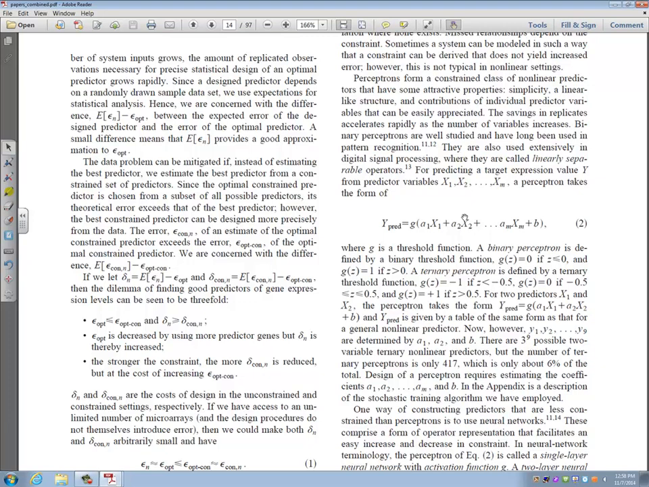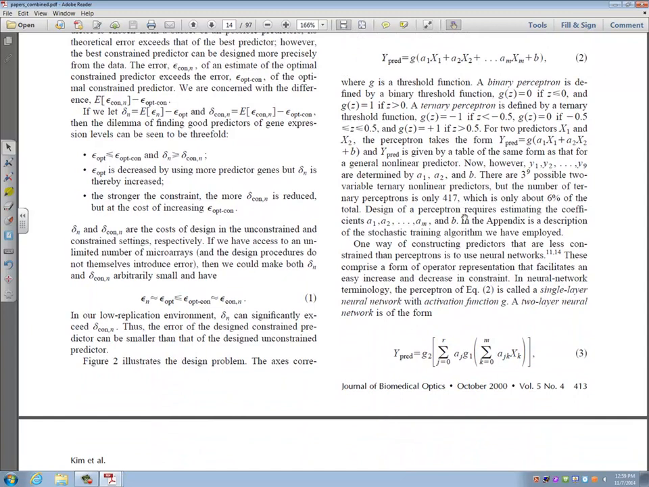Now, one way of constraining predictors which are less constrained than perceptrons is to use neural networks. Here it's just one linear function and then one nonlinearity. In a neural network you'll have multiple layers: multiple linear combinations going through one nonlinearity, then another set of linear combinations going through another nonlinearity, and so on. You can use that, but you'll have more flexibility and you're going to need more data. If you make your predictor function more complicated, you're going to need more data to learn it. And data, at least in cancer genomics, is very, very scarce.